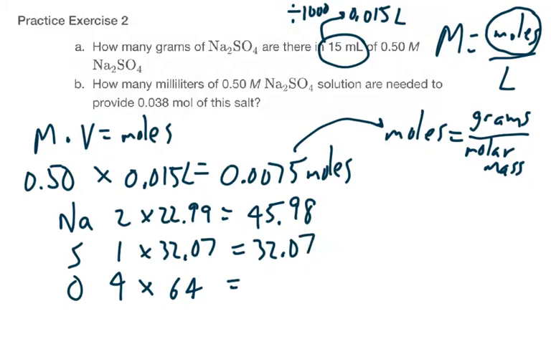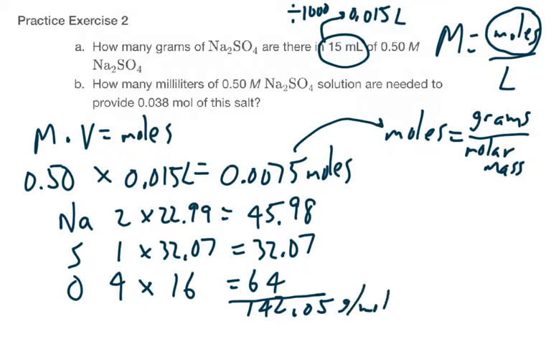Oh, I apologize. I noticed I got ahead of myself here. Oxygen is 16. The 4 of them will be 64. Okay, sorry about that. So when we add these numbers, the molar mass is 142.05 grams per mole. That number will go here on the denominator. If you look at the math here, if you multiply the moles by the molar mass, you're going to get the answer in grams. You're going to get the actual mass, which is what they want.